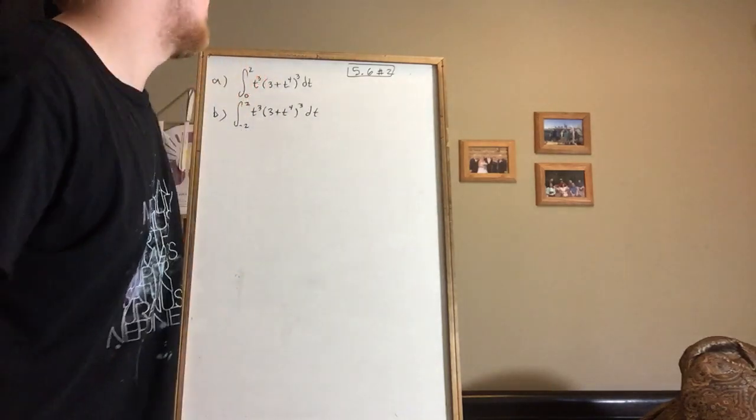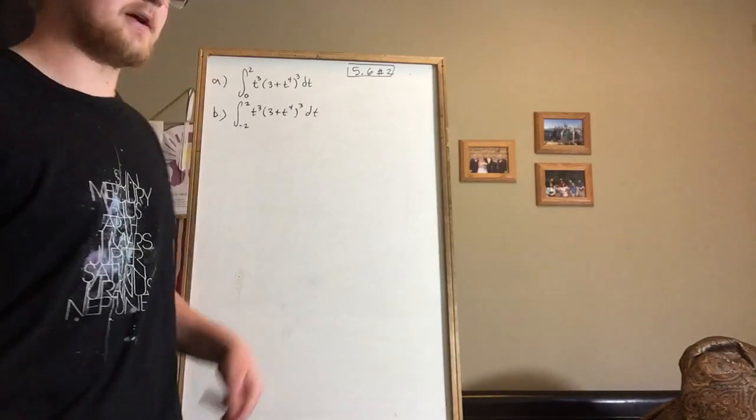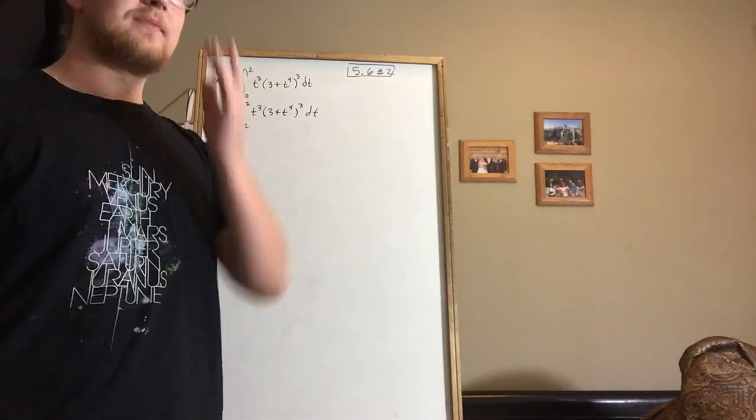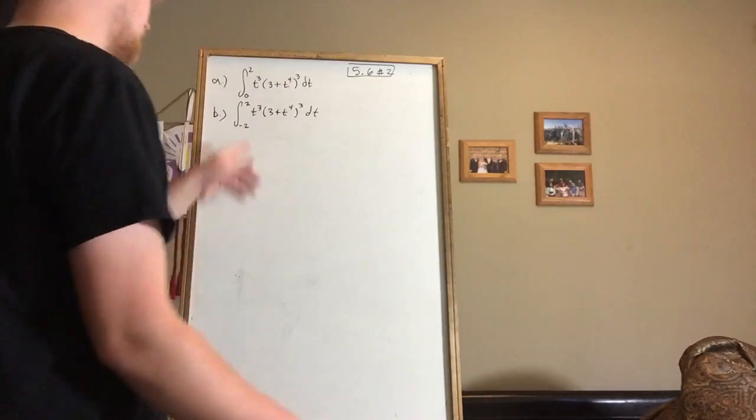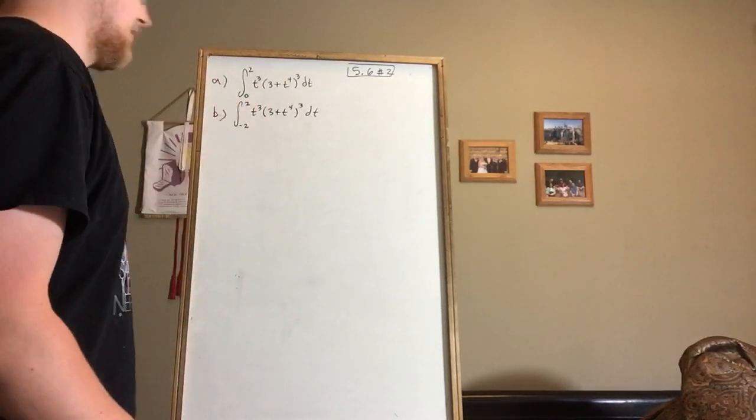Alright, we're looking at 5.6 problem number 2. It's a two-parter that includes the same definite integral. We're just using different boundaries here. So let's start with the first one.